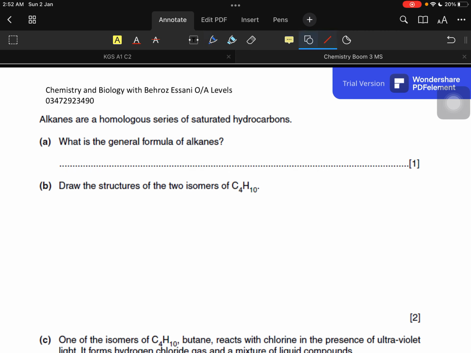The first question is, alkanes are a homologous series of saturated hydrocarbons. Okay, we already know this. What is the general formula of alkanes? So I know the general formula is CnH2n plus 2. So carbon n, hydrogen 2n plus 2, because hydrogens are 2 extra within alkanes.